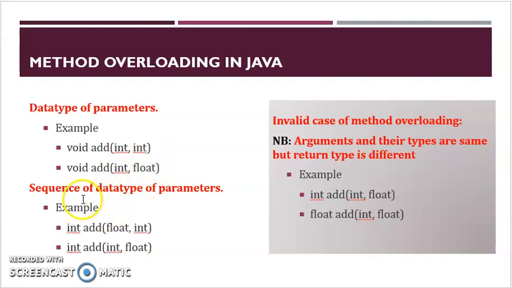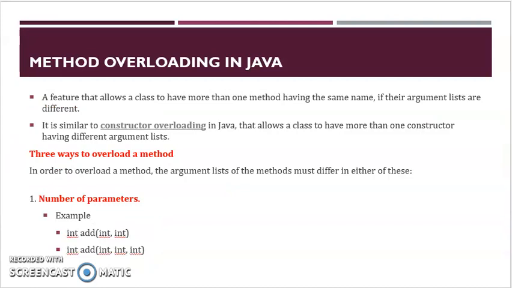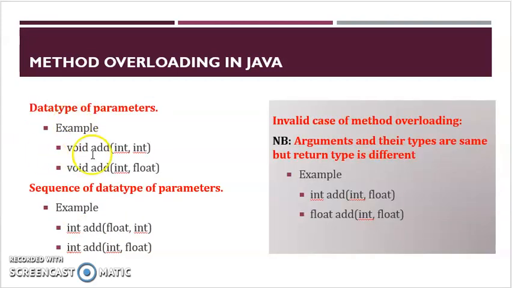Another case is the sequencing of the data types of parameters. For example, these two add functions have the same number of arguments and the same types of arguments, but the sequencing is different. In the first case, the first input argument is of type float and the second one is of type integer. But in the second case, the first one is of type integer and the second one is of type float. So they are different. So we can use function overloading or method overloading by three means: first, the number of arguments; second, the type of arguments; and third, the sequencing of the data types.